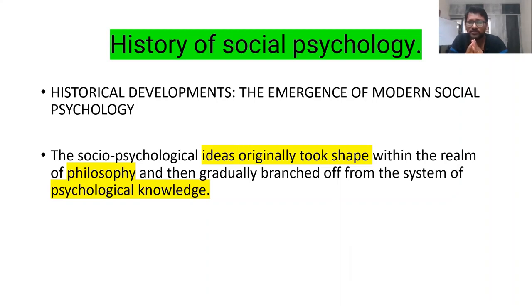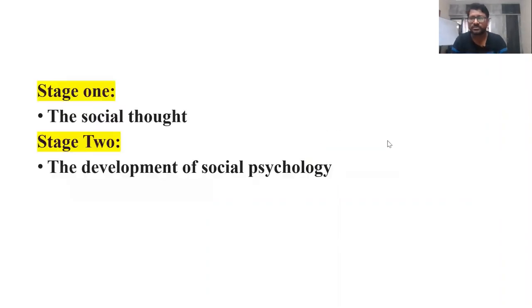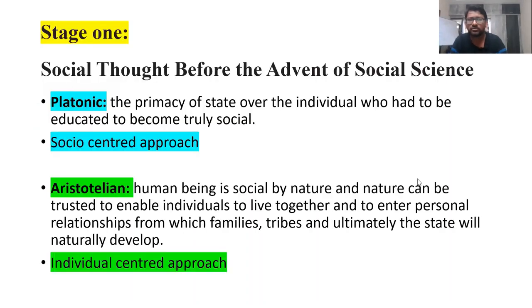Social psychological ideas originally took shape within the realm of philosophy first. And once the philosophical ideology was developed, later it branched off from the system of psychological knowledge. So here we will be discussing the history of social psychology in two stages, where the first stage is about social thought before the advent of social science, and then the development of social psychology itself. So first is social thought, stage one: the social thought before the advent of social sciences.